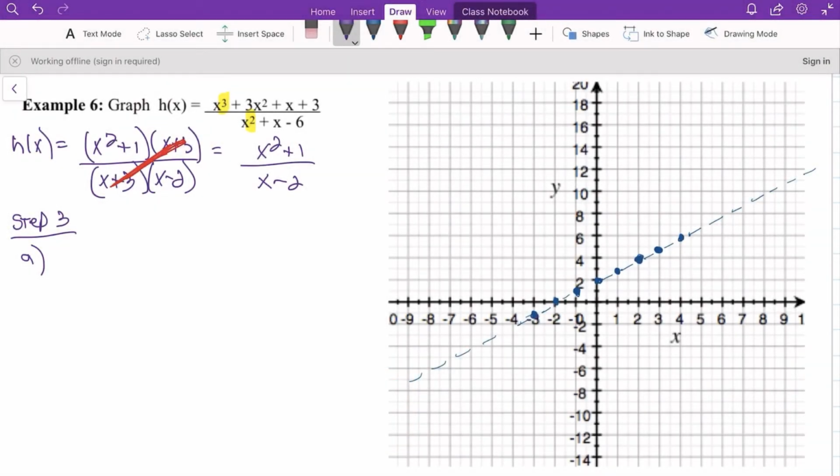All right, welcome back. So on the graph, you can see I have the slant asymptote drawn out. And now we're going to continue with step 3. And you can see I have the reduced function here, x squared plus 1 over x minus 2. So from now on, throughout the rest of the example, we're going to wind up working with the reduced function. So in step 3, what I like to do is find my vertical asymptote.